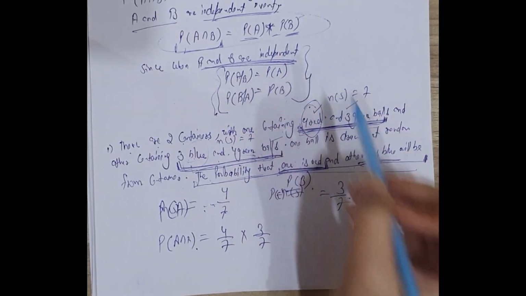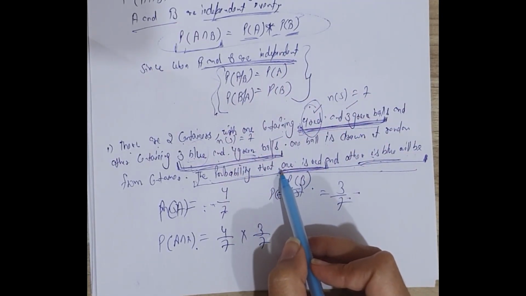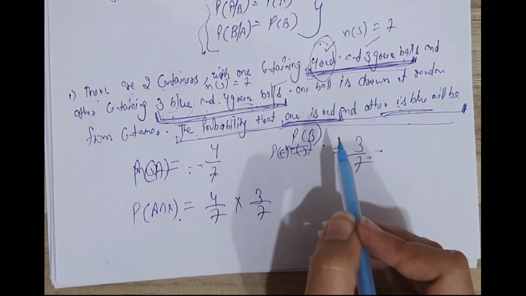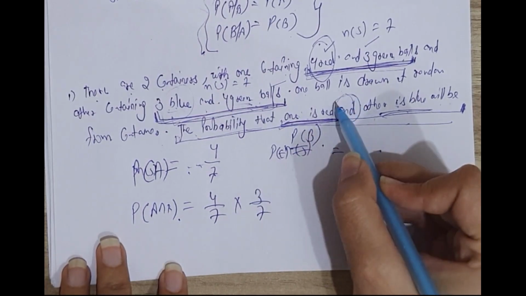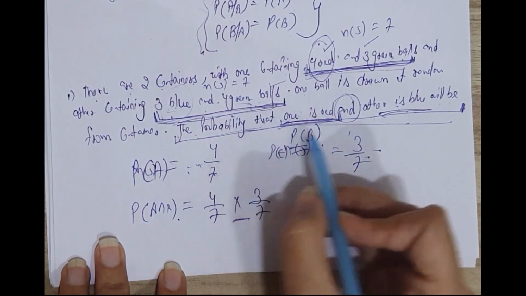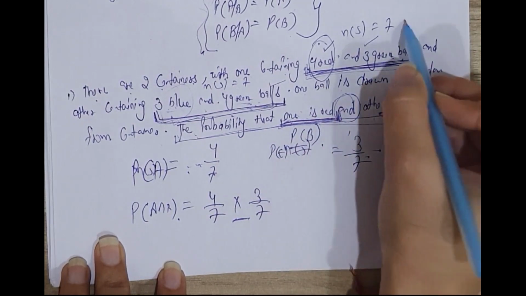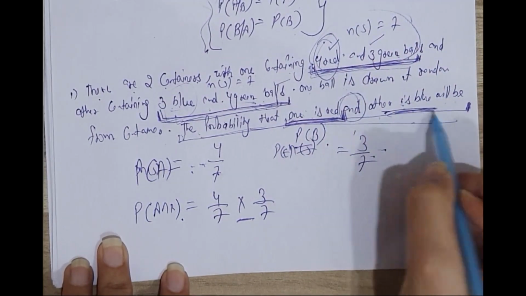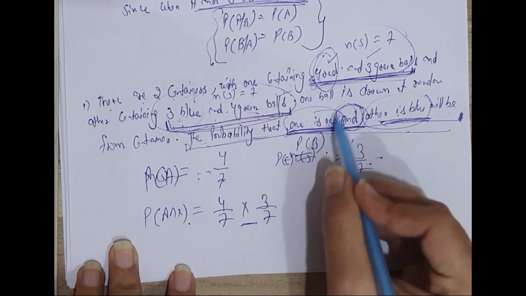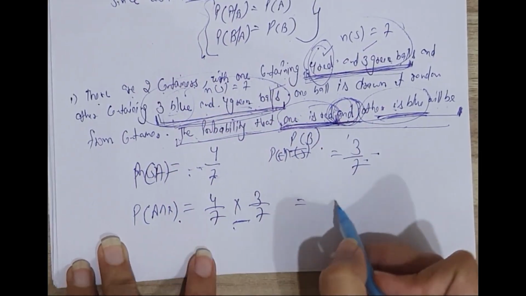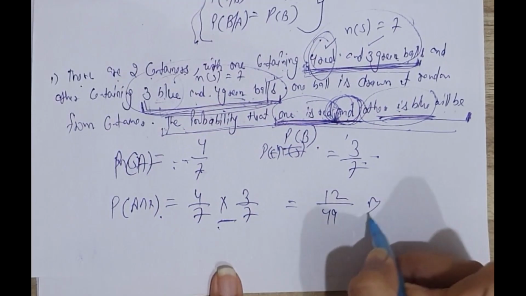If you don't remember this formula, as I told you in my first lecture of permutation and combination, at the start of the lecture I told you, if AND is there, then we have to do multiplication. As they are saying, find if one is red and the other is blue, AND means we have to multiply. Then the answer came out to be this.